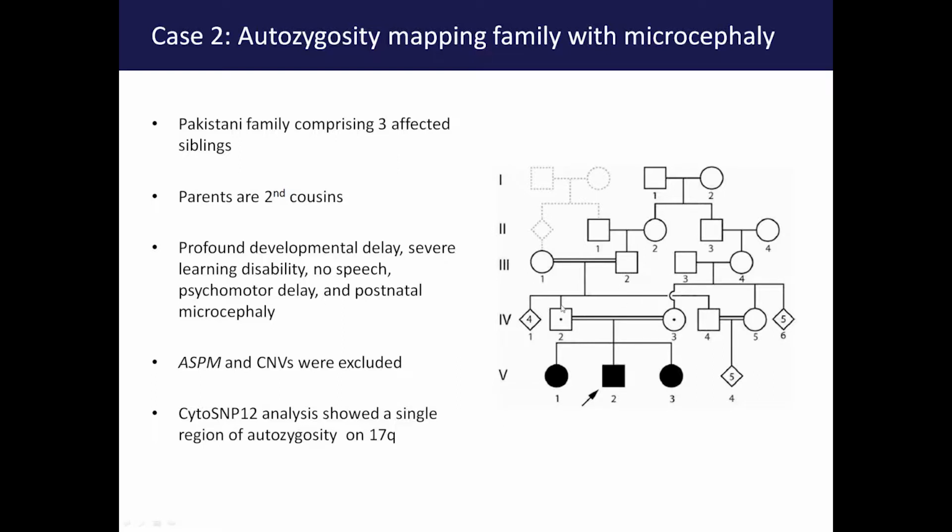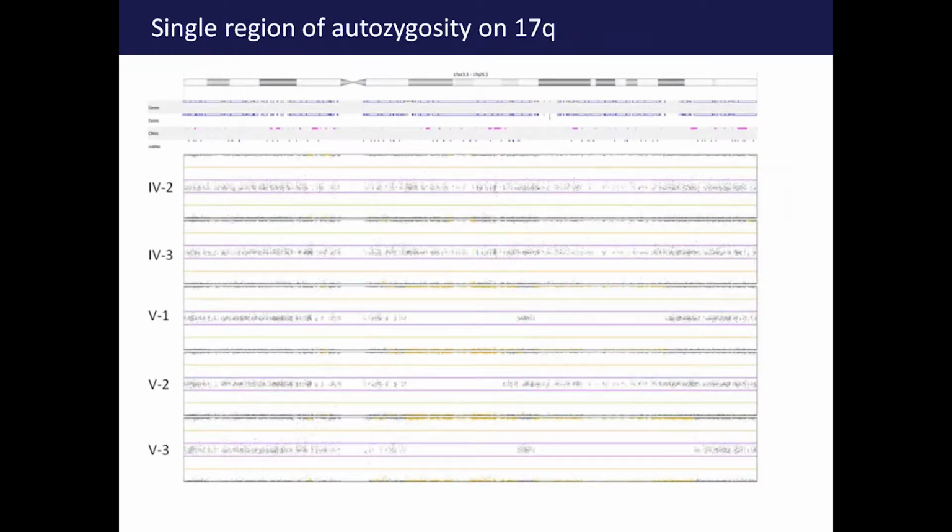The patients all had developmental delay, learning disability, they weren't able to speak, they had psychomotor delay and also postnatal microcephaly. And again, ASPM and CMVs had been excluded. So again, because we realized the parents were related, we wanted to look for regions of autozygosity, and we ran CytoSNP-12, an Illumina SNP array, and we found a single autozygous region on chromosome 17, and this is just showing that data.